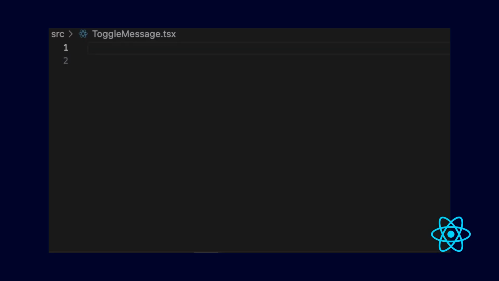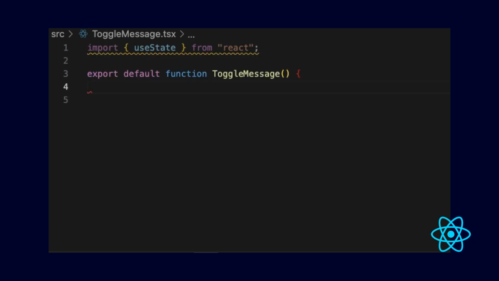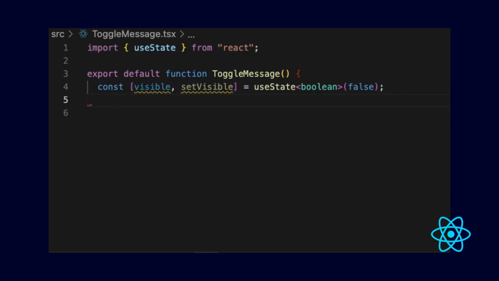First of all, we will import React and the useState hook. We will use useState to keep track of whether the message should be visible or hidden. Then we define a functional component called ToggleMessage and export it as a default export. Here we create a state variable called visible, typed as boolean.